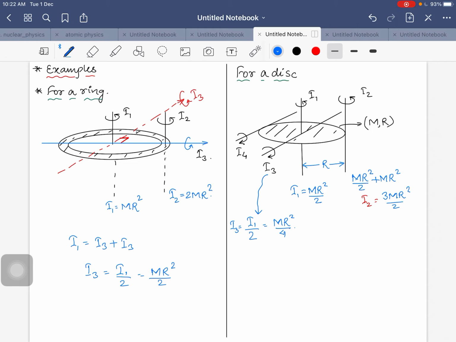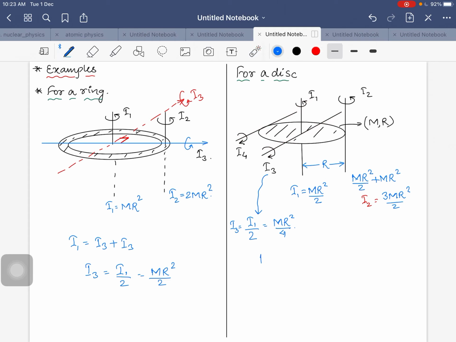Now between I3 and I4 I can apply the parallel axis, because this is parallel to this. Between I3 and I4 we can apply parallel, and between I1 and I2 we can apply parallel, but I can't apply parallel between I1 and I4 because they are not parallel. We need the parallel. So if you want to get I4, you should apply it with I3 only, and I3 is passing through the center of mass. If you want I2, you need to apply it with I1 because they are parallel. If you want I4, you need to apply it with I3. I1 is passing through the center of mass, and I3 is also passing through the center of mass, so that condition is fulfilled.